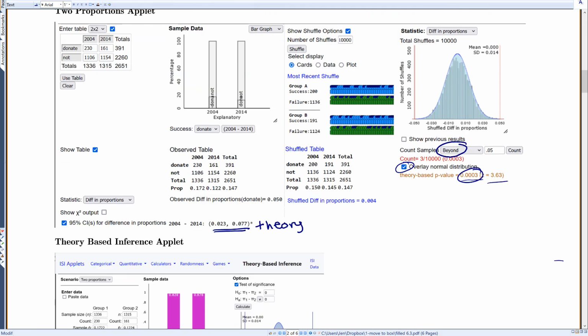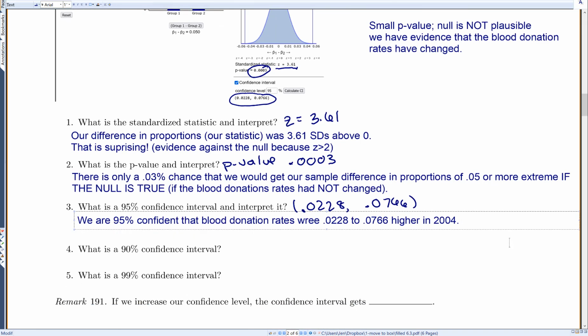Or up here, 2004 was higher. That first group was higher. So that one actually does tell you which one was higher and how much higher it was. Confidence intervals give us a lot more information than p-values. P-values tell us how strong our evidence was, but the confidence interval will tell you, okay, you know it changed, this is how much it changed by, and that can be even more useful.